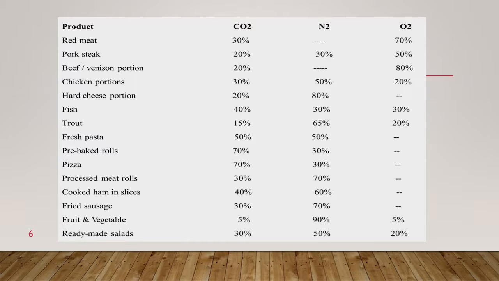Now moving to the next slide, we can see there are various food products and their composition of carbon dioxide, nitrogen and oxygen. We can see from the table red meat contains 30% carbon dioxide, no nitrogen and 70% oxygen. And then we can also see fish, which is 40% carbon dioxide, 30% nitrogen and 30% oxygen. And various other food items we can see from the table their composition of carbon dioxide, nitrogen and oxygen.